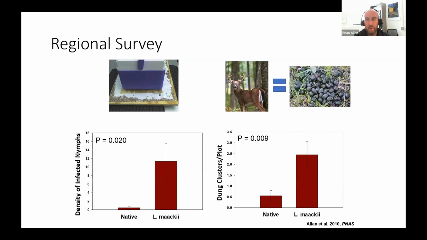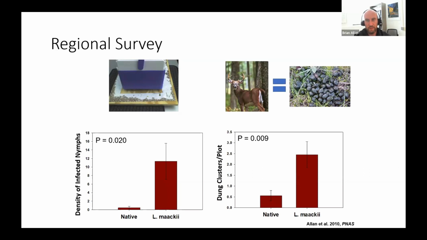Fortunately, again, low sophistication technology, deer are very easy to survey for their relative abundance by counting their dung clusters. And so we can go out into the environment and count the number of dung clusters within a site, and it gives us some relative estimate of deer activity within a site. And again, we found that within the invaded plots, the density of deer dung clusters was much higher than compared to the native vegetation plots.